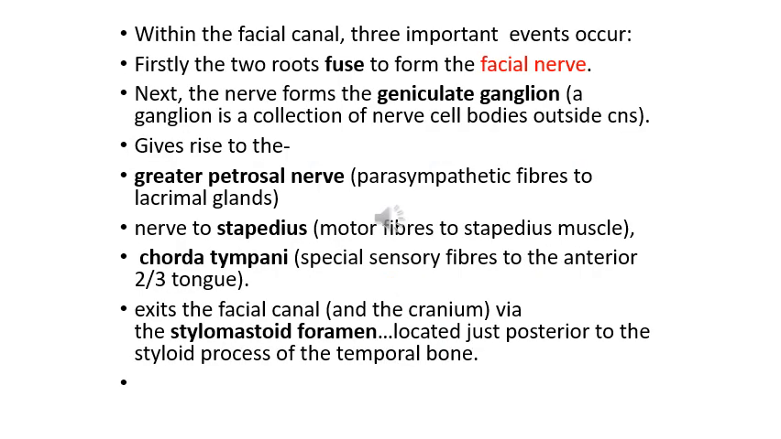Within the facial canal, three important events occur. Firstly, the two roots, the sensory and motor, fuse to form the facial nerve. And as it runs forward, it forms the geniculate ganglion. A ganglion is a collection of nerve cell bodies outside the central nervous system. So here the nerve has already left the central part, it's running through the facial canal, and here a ganglion is formed, a group of cell bodies outside the central nervous system. This ganglion is important in the case of sensory fibers, because sensory fibers are always associated with a ganglion, the cell bodies.